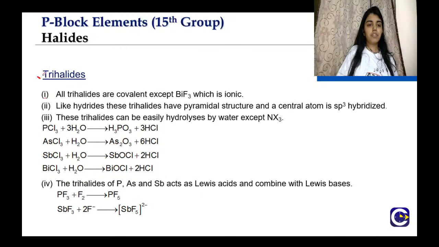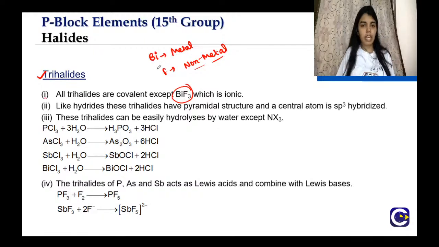Now coming on to the study of trihalides, all trihalides are covalent except BiF3, which is ionic. Now this is very important. Bismuth is basically a metal, right? And fluorine is a non-metal, and we know that greater the electronegativity difference, greater is the ionic character. So here it is a pure metal while fluorine is the most electronegative non-metal. The electronegativity difference between bismuth and fluorine is very high, therefore the compound is ionic itself, right?